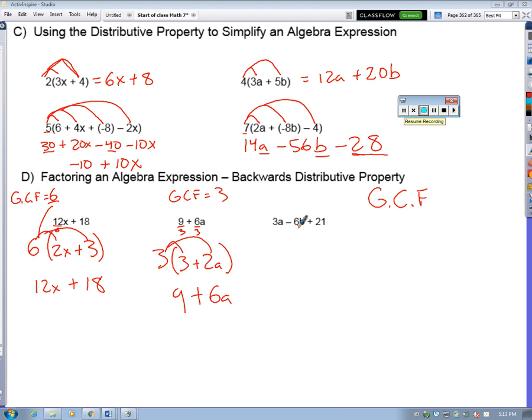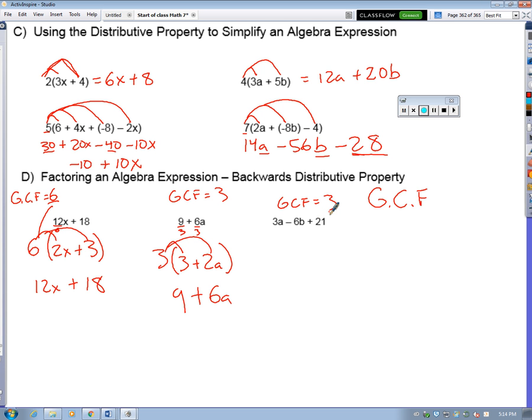3a minus 6b plus 21. I've got a's and b's going on here. Don't know what they are, don't care. All I know is I can't add them or subtract them together yet because they don't mean anything yet. They're just different. So let's deal with it. Find the greatest common factor between 3, 6, and 21. I'm just going to go ahead and tell you it's going to be 3. 3 goes into 3, 3 goes into 6, 3 goes into 21. So GCF equals 3.